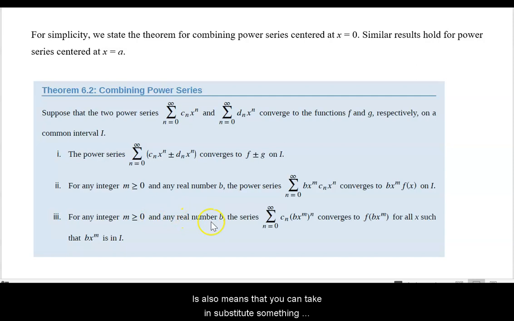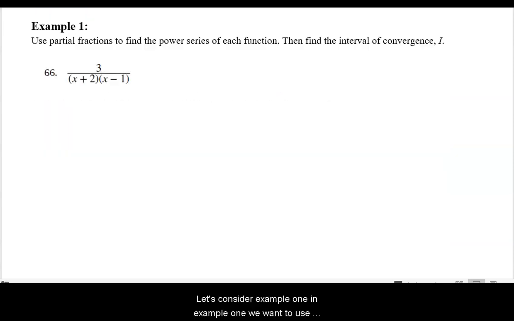This also means that you can take and substitute something in place of x. So instead of having x to the n, and instead of multiplying by another power of x, you can instead substitute a different power of x in place of x. And it will again converge to whatever the original power series converged to, but with that substitution in place of x. Let's consider example 1.